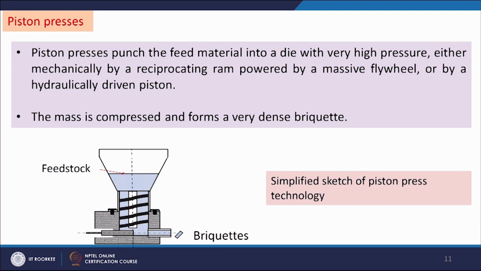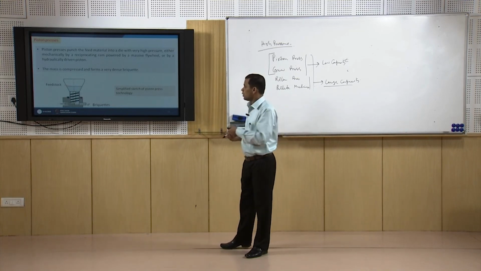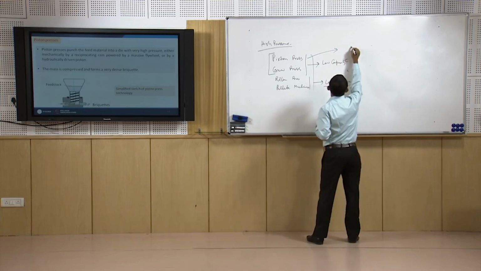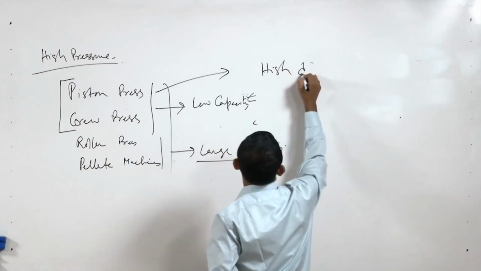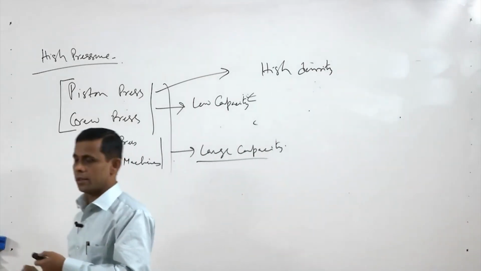So, high pressure is generated by the piston, and this piston generates the highest density briquettes. So, this piston press produces very high density briquettes.